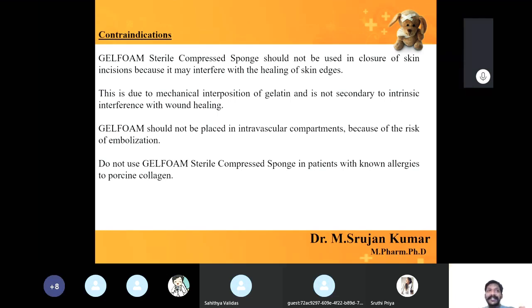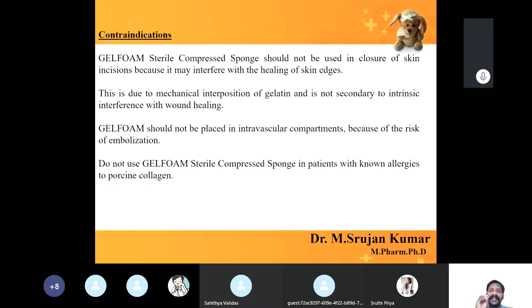But if, to close that incision, you apply this gel foam onto the affected area, leave aside the clotting factor, it will interfere with the healing of your skin edges. When you make an incision in the skin, not only the depth of the incision, you can see the skin edges. Those skin edges will be interfered with by the gel foam. It will definitely interfere with the healing of your skin. It will take more time. So here it is better to go for sutures and ligatures rather than gel foam.